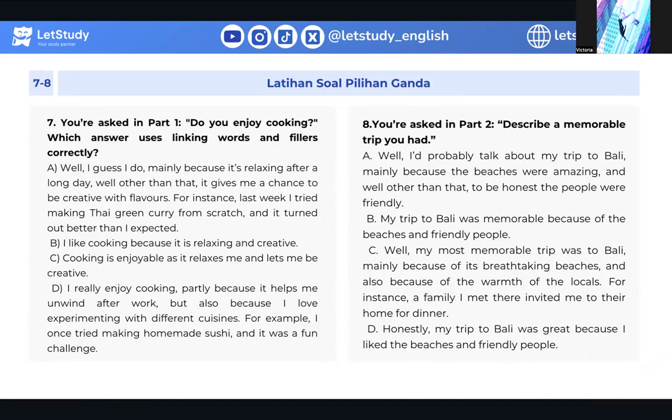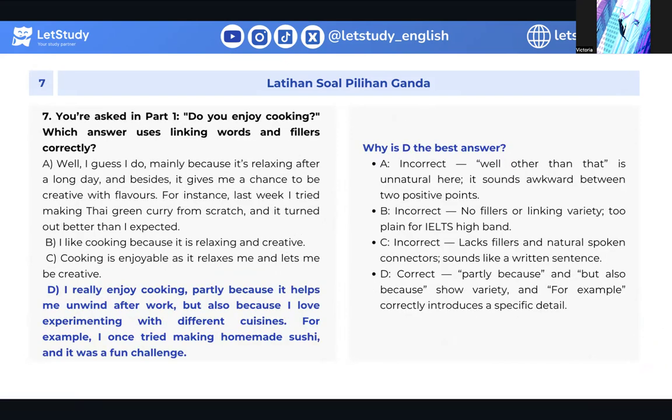Okay, now for number 7 and 8. Seven. You're asked in part 1, do you enjoy cooking? Which answer uses linking words and fillers correctly? A. Well, I guess I do, mainly because it's relaxing after a long day. And besides, it gives me a chance to be creative with flavors. For instance, last week I tried to make Thai green curry from scratch and it turned out better than I expected.